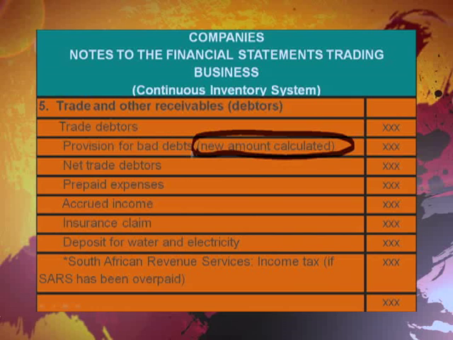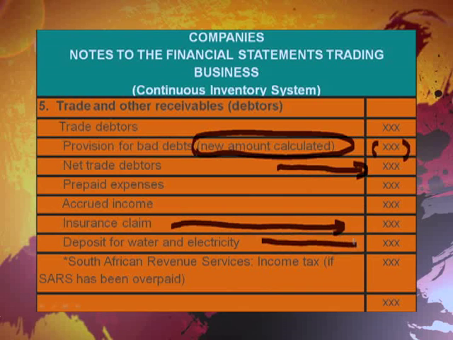Important. Right? This figure here would be in brackets because it's a negative. It's a negative asset. You'd be subtracting it. That would then give you your net trade debtors. Okay? You would bring in your prepaid expenses, your accrued income. There may be an insurance claim that you may have. Remember that one? You may have a deposit on water and electricity.